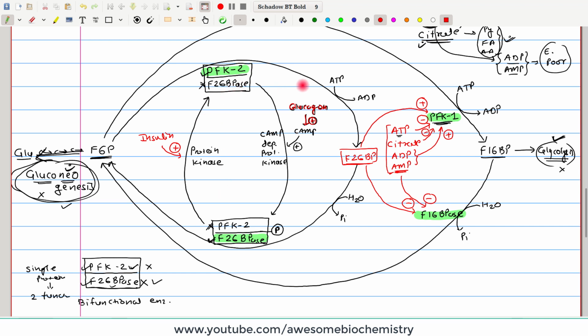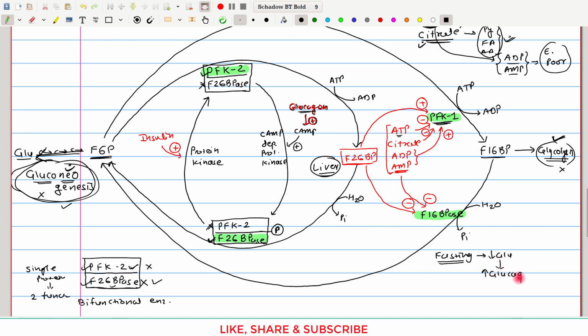So see what happens whenever you are fasting. And yes, I forgot to mention one thing, that this regulation by fructose 2,6 bisphosphate occurs in liver only. So whenever you are fasting, what happens? There is a low glucose concentration in the blood, and low glucose concentration stimulates glucagon. Now glucagon, which appears during low glucose concentration, causes the phosphorylation of this protein, and so fructose 2,6 bisphosphatase activity is there.